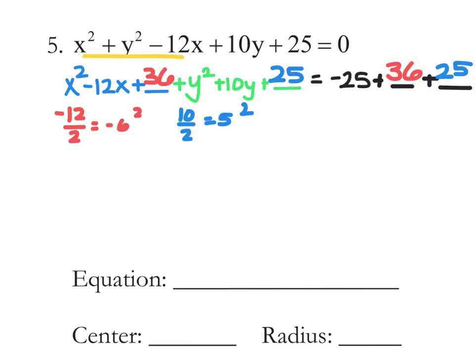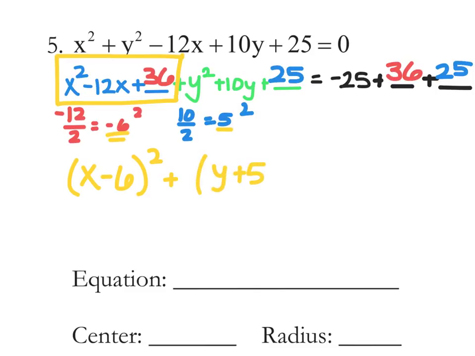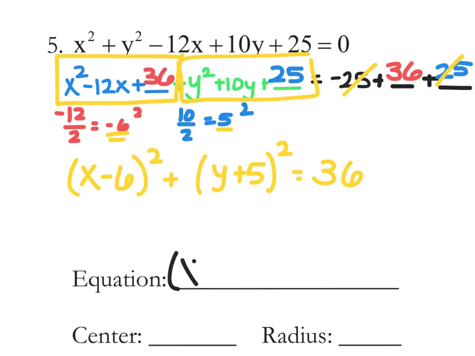Now, this is the part of completing the square. I have to rewrite this. Remember, the trick is to use this number. So it's x minus 6, quantity squared, plus y plus 5, quantity squared. Okay, again, I just factored this. Equals, here the 25's cancel. That's not always going to happen, but it equals 36. So I'm done. This is the equation in center form.